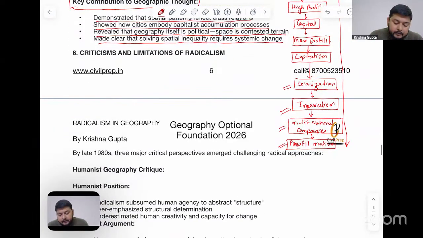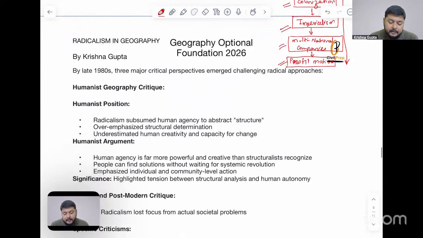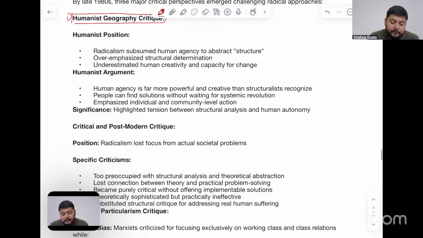Then, moving to the next part, there are certain limitations and criticisms of radicalism here. Number one, the humanist geographers have criticized radicalism as subsuming the human tendency into abstract structure. The structure which is given by radicalism is abstract. It is just an observable phenomenon. But if we try to attach certain human experience to it, it is not experienced here.